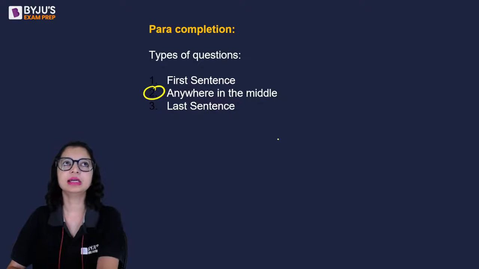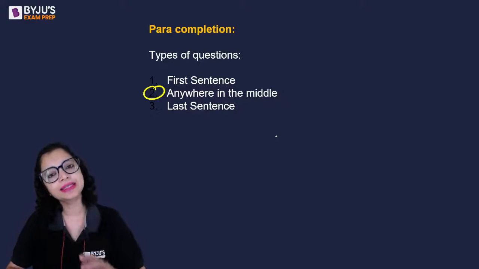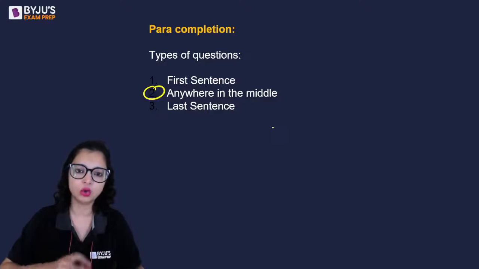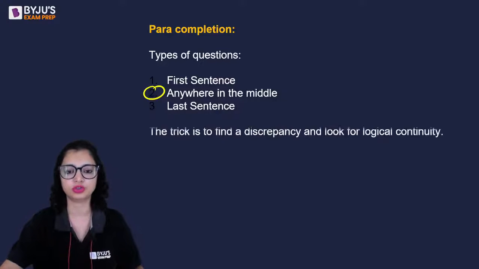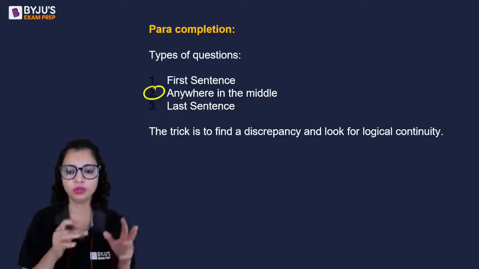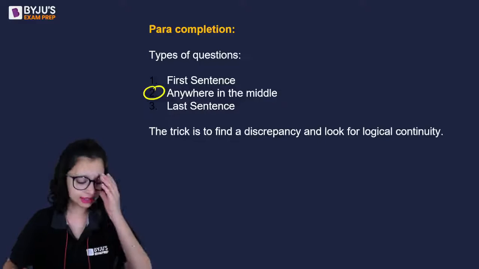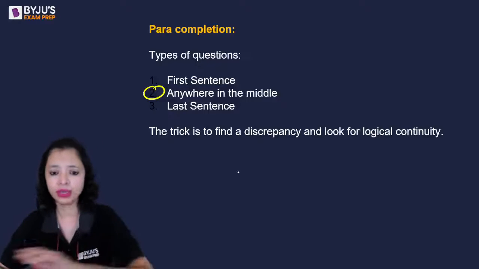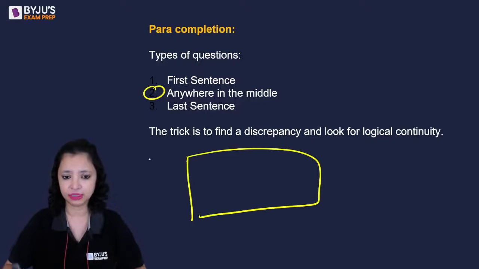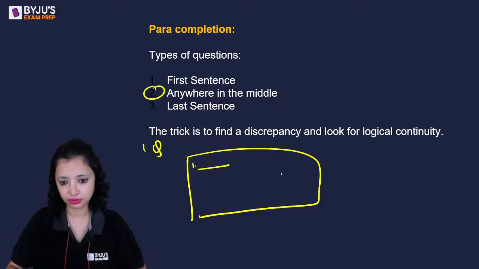Now, there are two techniques I would recommend while you try solving this para completion question: one, to find the discrepancy, and two, to look for logical continuity. Let's understand what these are. So we have a paragraph. One statement is given to us, and I have a blank here. That's the second one, the third one here, and the fourth one could be the last line as well.